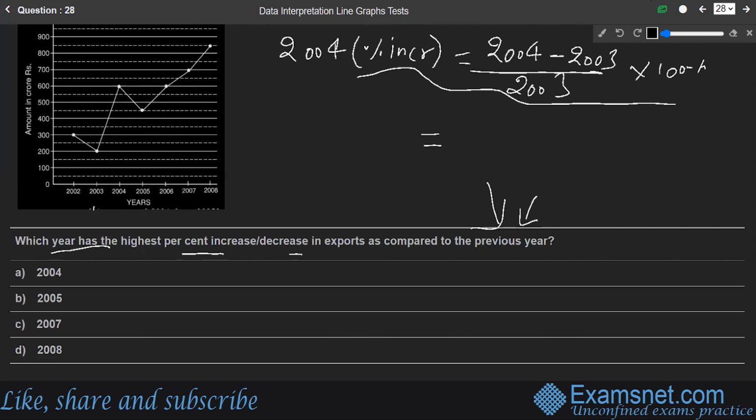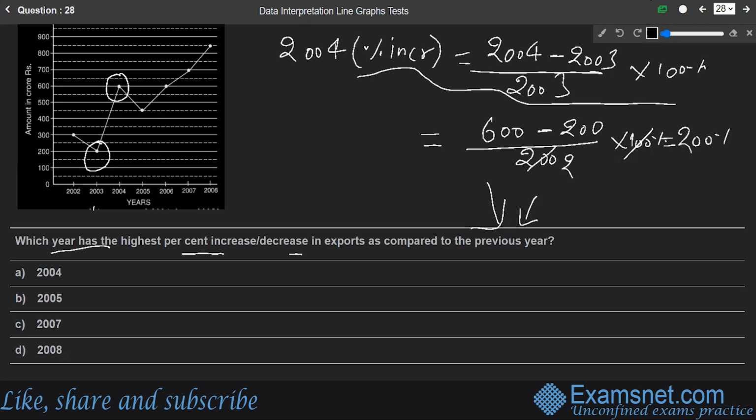In 2004, the value of the export was 600, minus the 2003 value of 200, divided by 200, into 100%. If we solve this further, 100 cuts 200 by 2, and above it is coming 400, so 400 by 2 is nothing but 200%. So the percentage increase in 2004 is 200%.